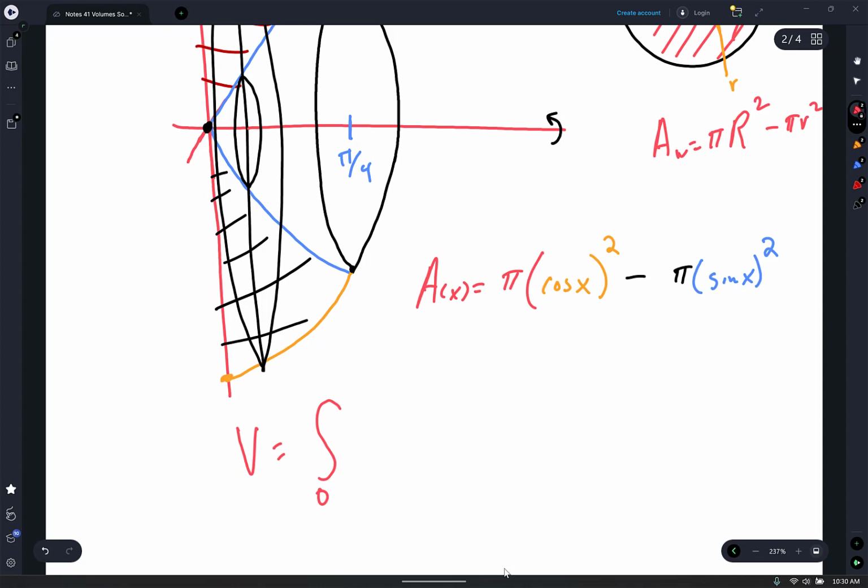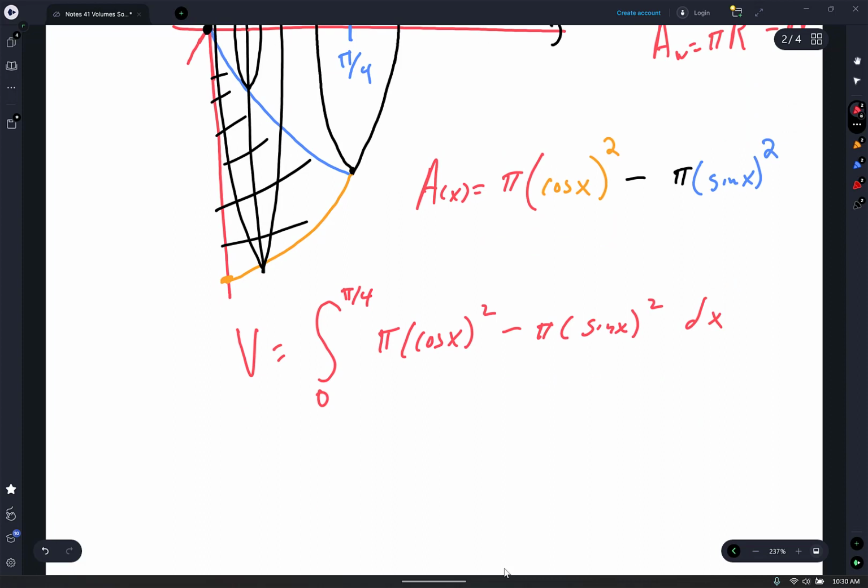What else do I write? Yes, you can factor out the pi. I'm going to leave it like this for now, and then I'll factor it out. Pi cosine x squared, you can also say cosine squared x minus pi sine x squared dx. Notice that you can factor out a pi, guys. So volume equals pi, usually on the outside, integral 0 to pi over 4, cosine squared x minus sine squared x.